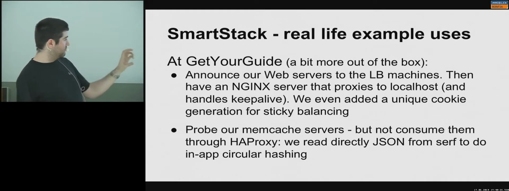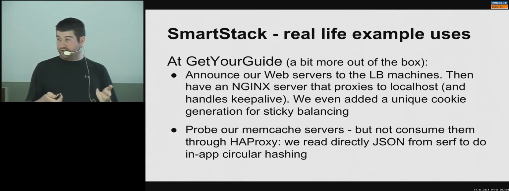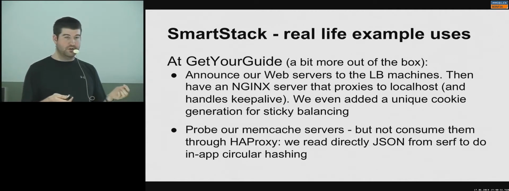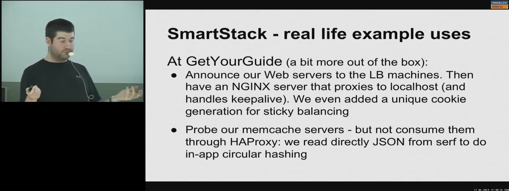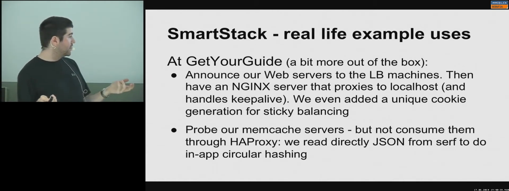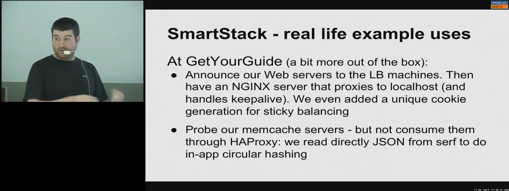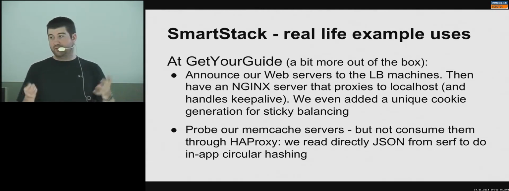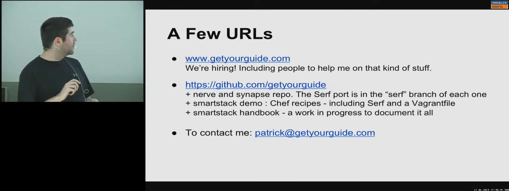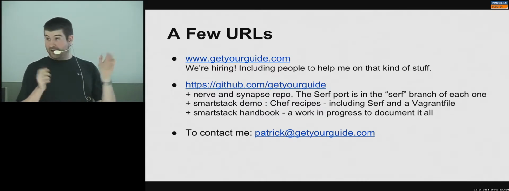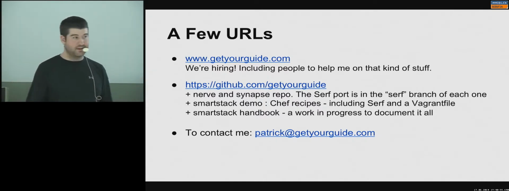And the other one that's even a lot more out of the box is that for memcache servers, we don't want to use HAProxy because of circular hash and consistent keys, that kind of stuff. We don't want round robin. So we actually can read directly the output of Serf, which generates a JSON, and we can choose our memcache servers from there. So yeah, that's about it, and I can do lots of demos and Q&A then.